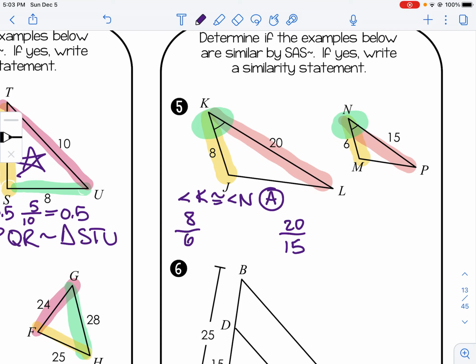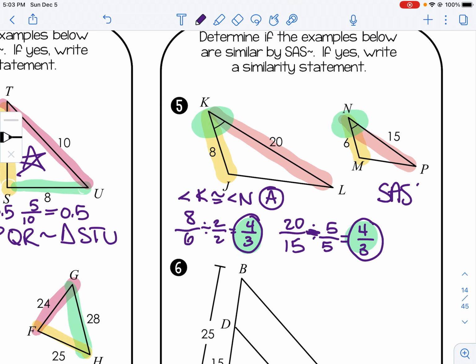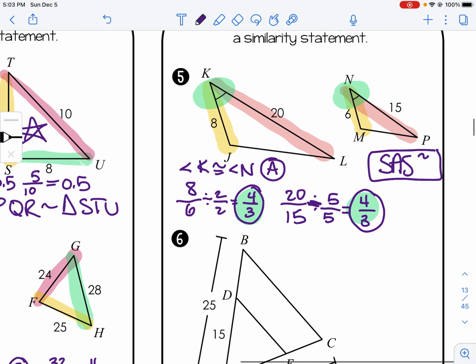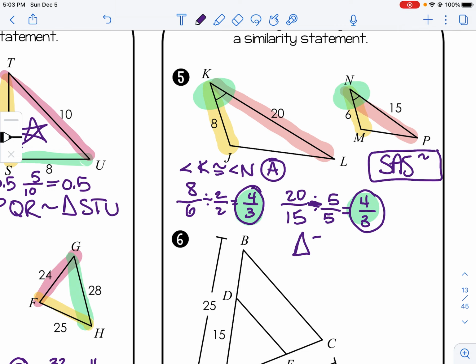Oh, really paid off. All right, so now I can divide by 2 over 2, that's 4/3, that looks good. Divide by 5 over 5, and that's 4 over 3. So these sides are in proportion, they're right in the middle, so we have SAS similarity. I'm going to add my little symbol in. And then let's name them, triangle JKL, I'm going this way to this way. It's similar to triangle MNP.